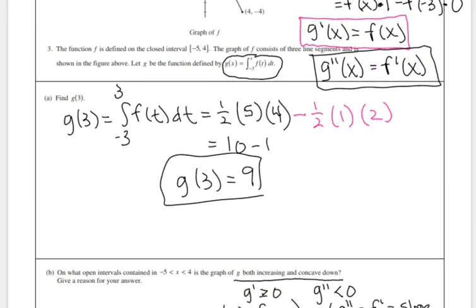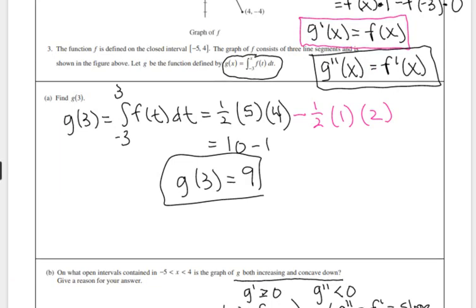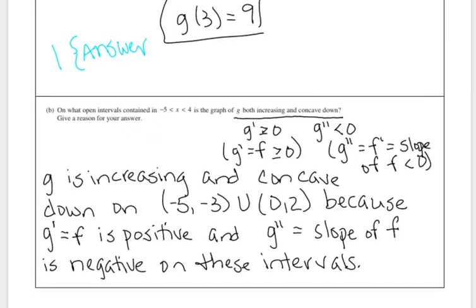I forgot to talk about points on here, so I'm going to do that really quickly for you guys. Part A here was worth 1 point. So it was really just, did you get your answer? And then part B here was worth 2 points. So it was 1 point for getting the intervals, and it was 1 point for giving your reason for why you picked the intervals that you picked.